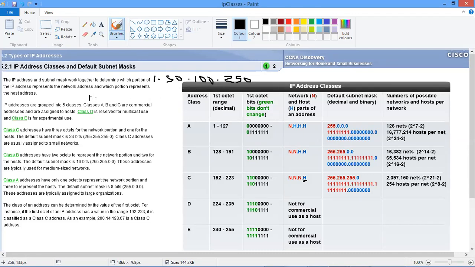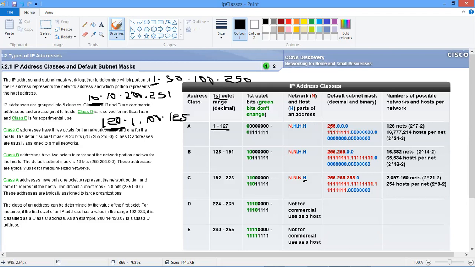If it is 10.10.200.251, it is still class A because of the first octet. Or even if you have 120.1.100.125, it is still class A. Why? Because the first octet is of that range. That's the first octet range. Any IP address that starts from any of this range is referred to as a class A IP address.